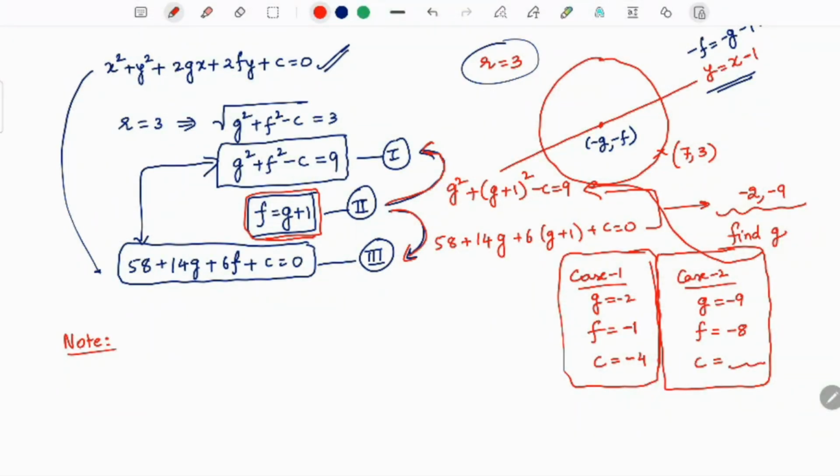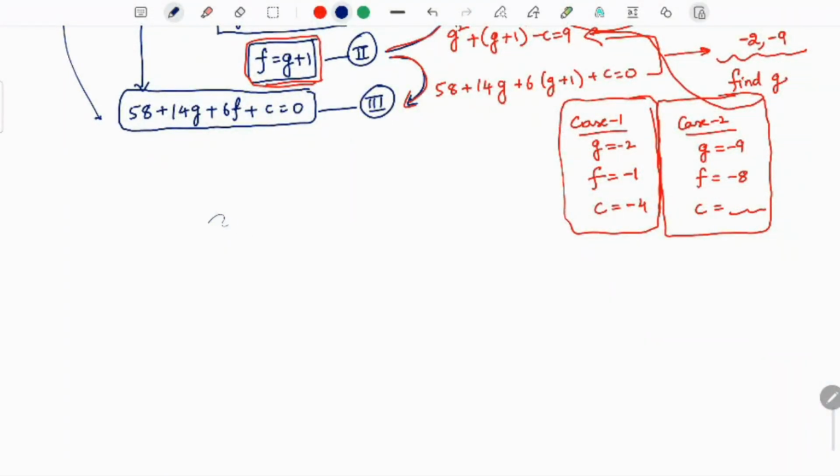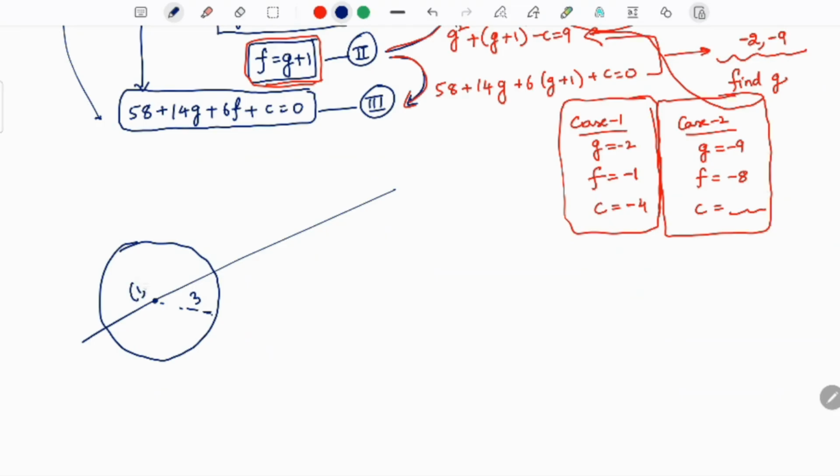How would the exact diagram be? Anyway, this is not required, I'm just saying. The radius is 3 units. The center is (minus g, minus f), right? (2, 1) is the center of one circle. For the other circle, (minus g, minus f) is (9, 8). Maybe something like this.